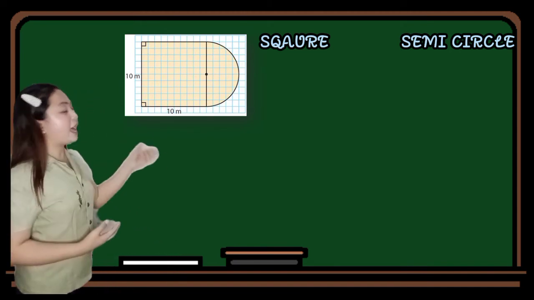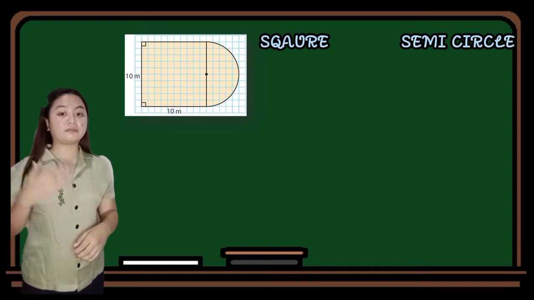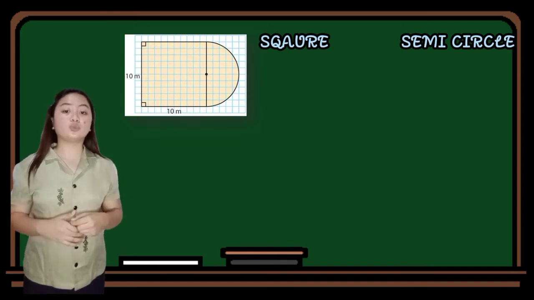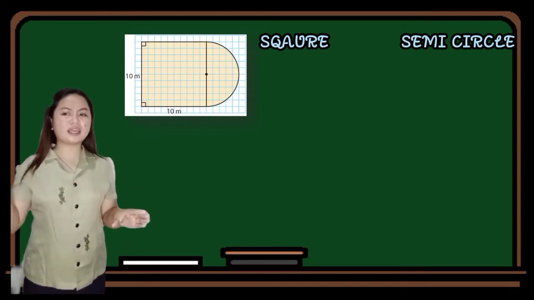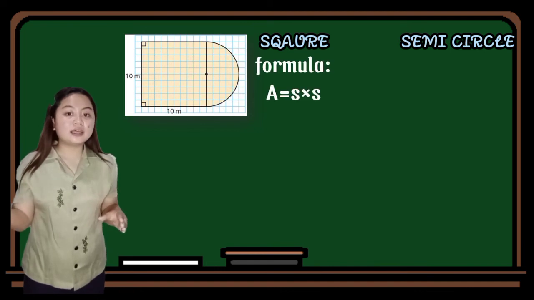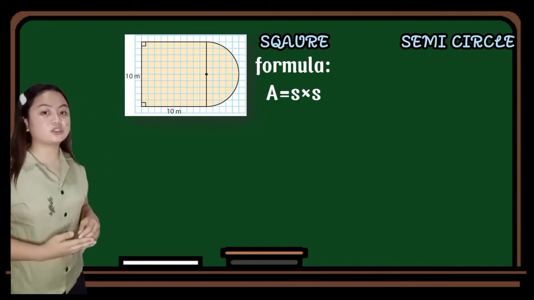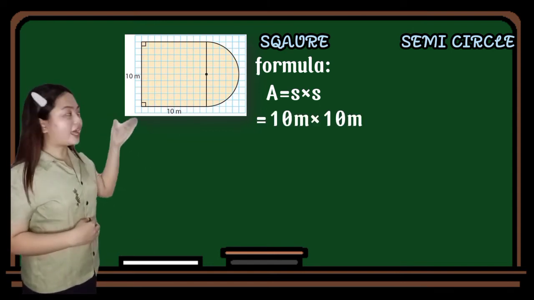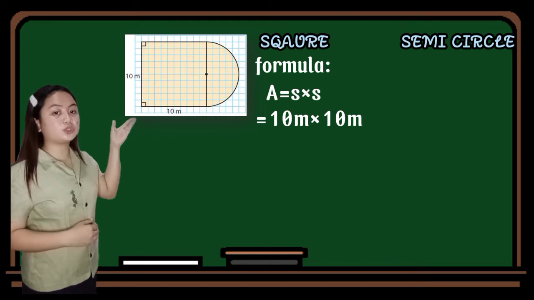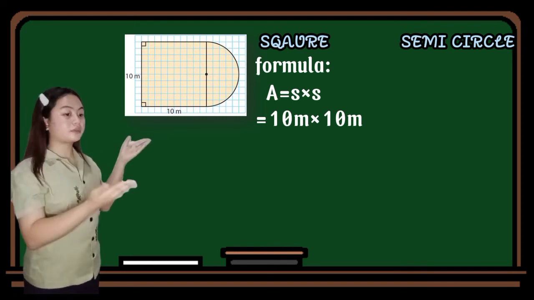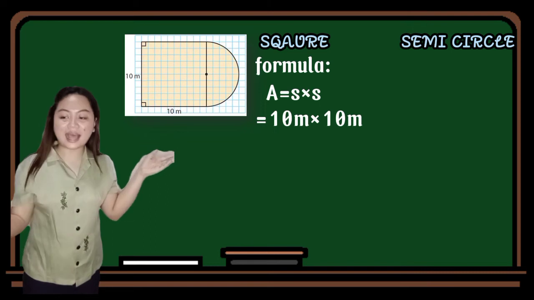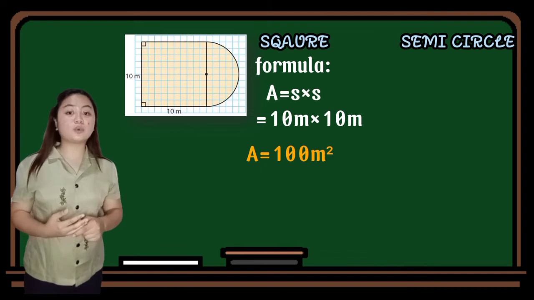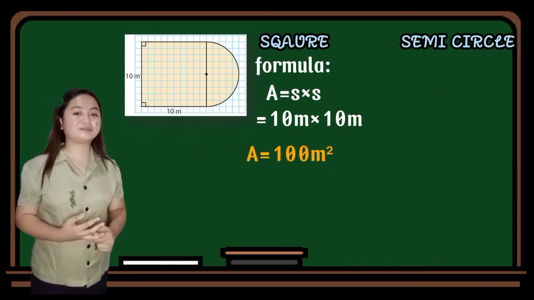Since this is a square having measurements of 10 meters as its sides, to find the area, we are going to multiply. Again, what is our formula? Yes, side times side. So, we have 10 meters times 10 meters is equal to, answer. Yes, Angeline? 100 square meters. So, our area for the square is 100 square meters.